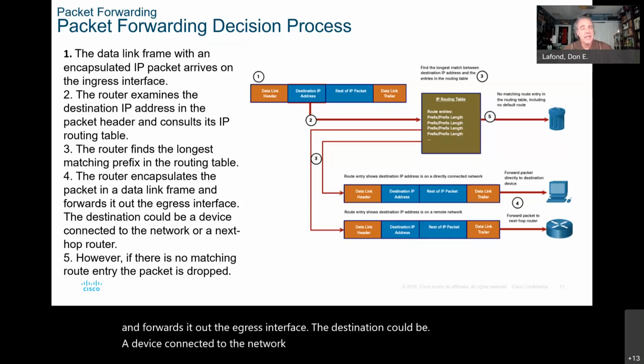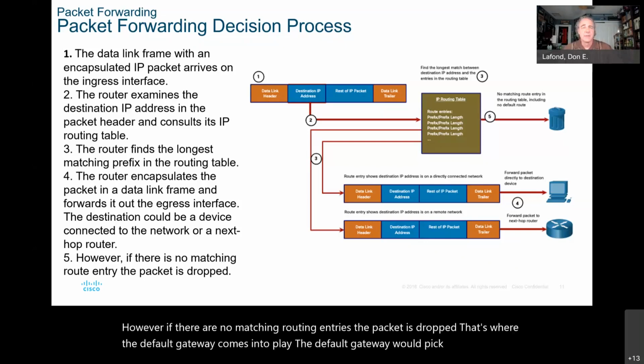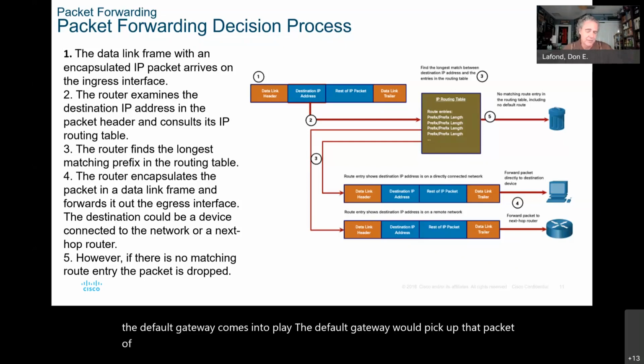That's where the default gateway comes into play. The default gateway would pick up that packet and forward it to the next hop, and then it would make a decision of what to do with the packet.